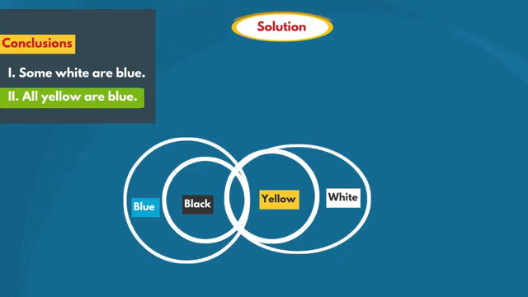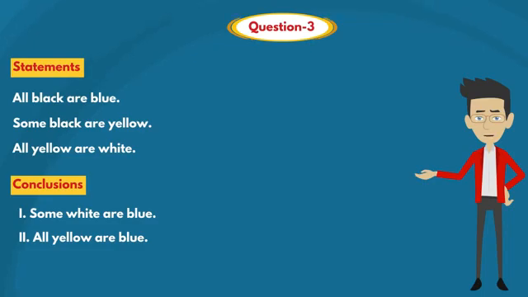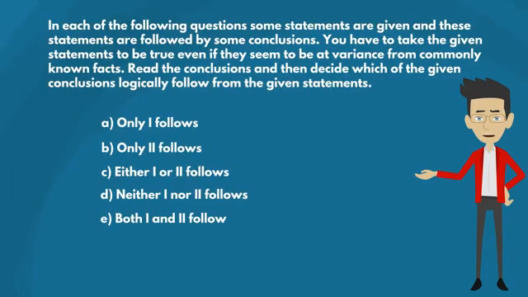In the statements, they didn't give any relation between yellow and blue. Here in the diagram, there is a chance of some yellow being blue, but it is not possible that all yellow are blue. So conclusion 2, all yellow are blue, is false. After checking two conclusions, conclusion 1 is true and conclusion 2 is false. So the answer is option A, only one follows.